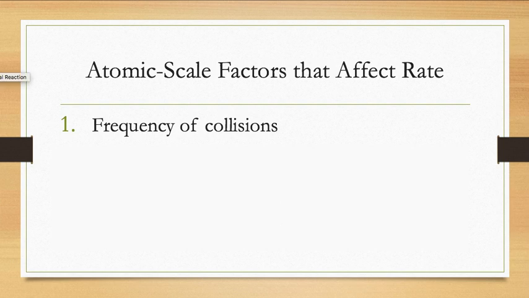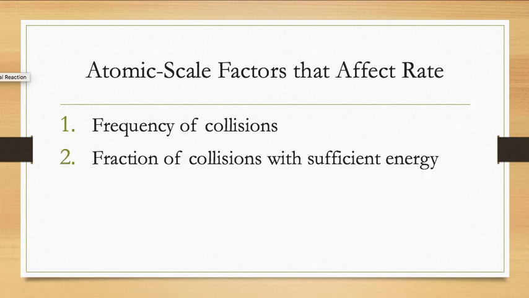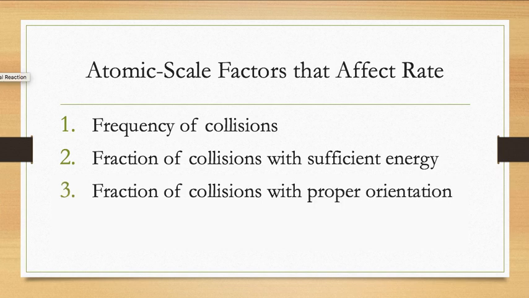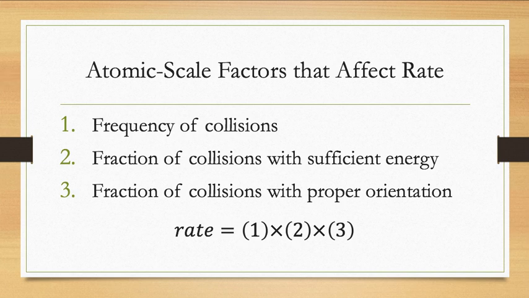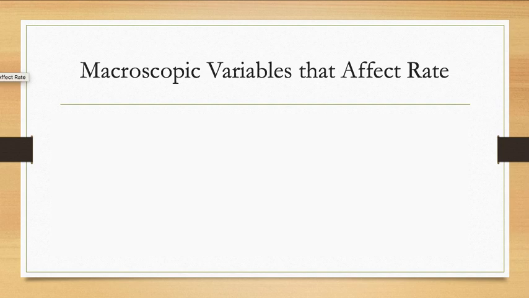So we look at the frequency of collisions. In any given moment, how many collisions are happening? What fraction of those collisions have sufficient energy to react? And what fraction of those collisions have the proper orientation to react? Okay? So we can define the rate as just being all of these three things multiplied together. How many collisions per second? What fraction of those collisions have the right energy to react, and what fraction of those collisions have the proper orientation to react? Okay? So what would be the macroscopic variables then that would affect those things?